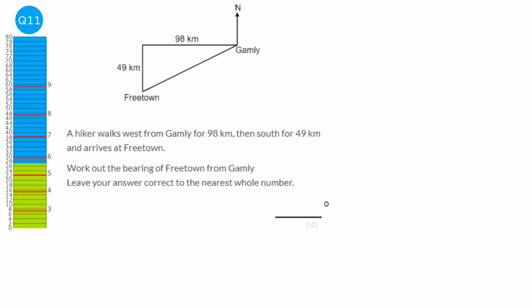So we're asked to find the bearing of Freetown from Gamley, so that is this angle here. And so what we're going to do is find this angle, and this will obviously be 90 degrees because the hiker walked west, and it's against the west line and the north line, so it's definitely 90 degrees. So we can work out what the bearing is if we know that angle inside the triangle.